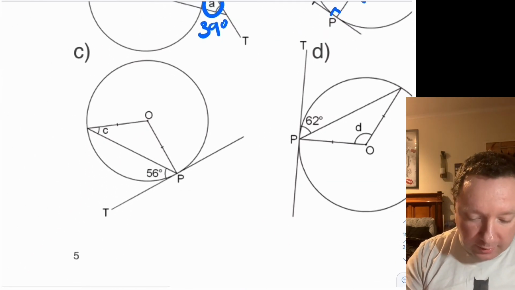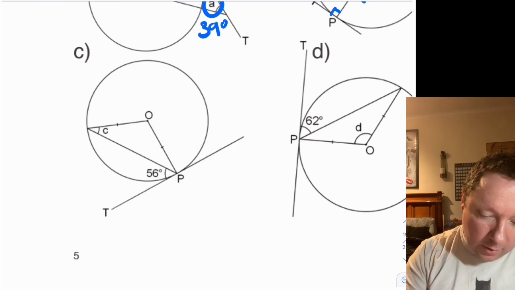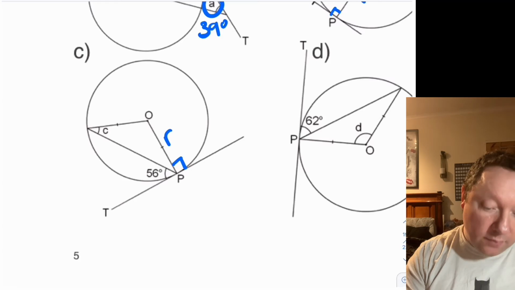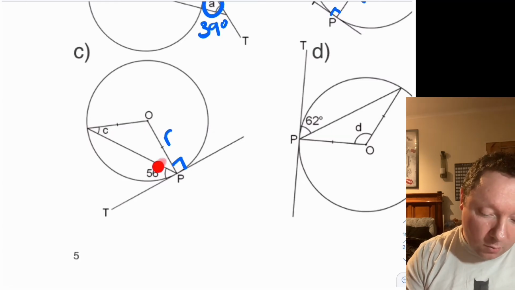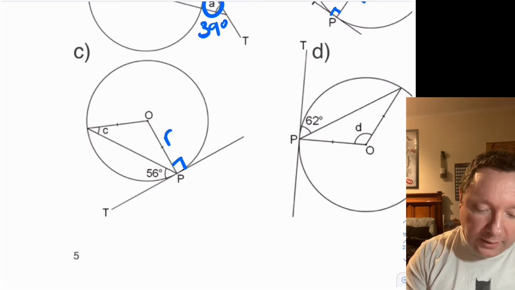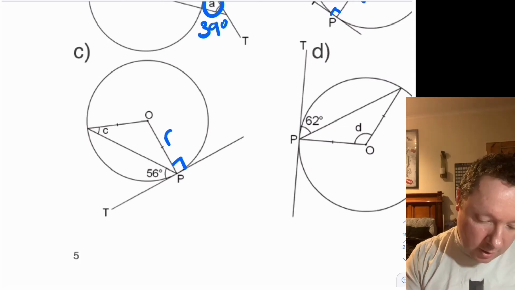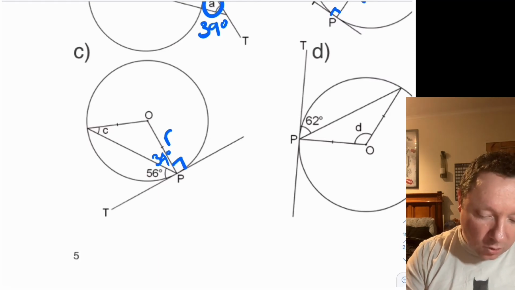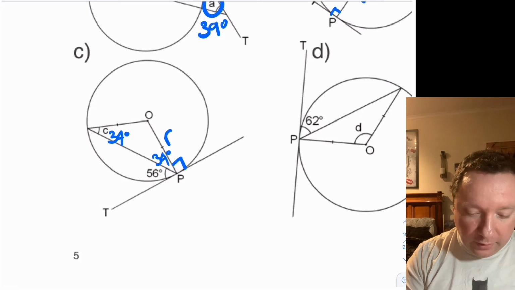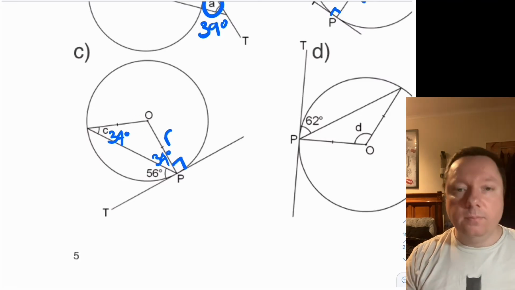Question C, there's my radius, so there's my right angle, which means the other side of it is also a right angle here. So if I do 90 minus 56, I get the size inside the triangle, 34 degrees. Since this is an isosceles triangle, this one here is also 34 degrees. I've not even needed to work out this one up here, but you could if you wanted to.